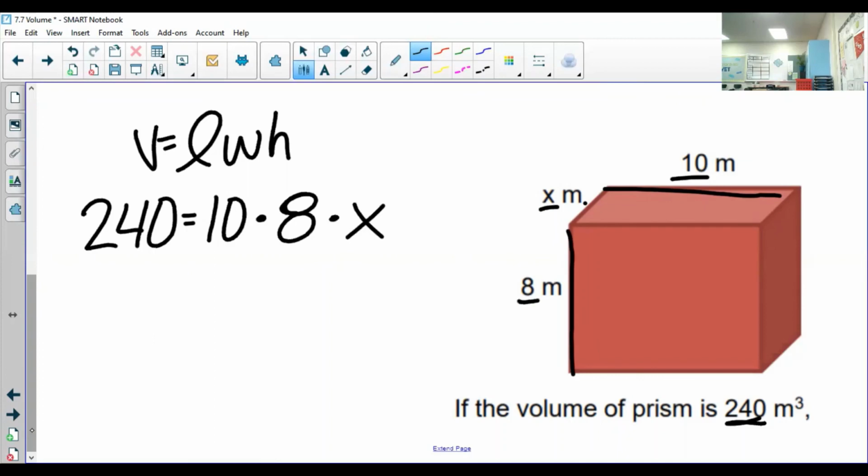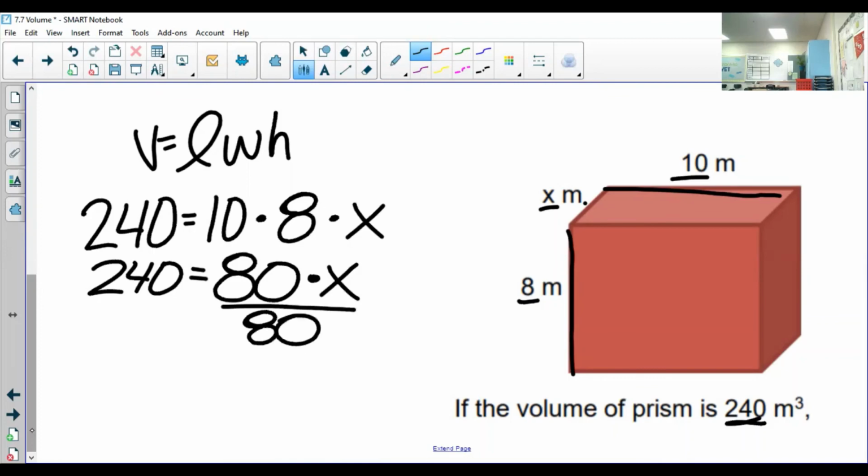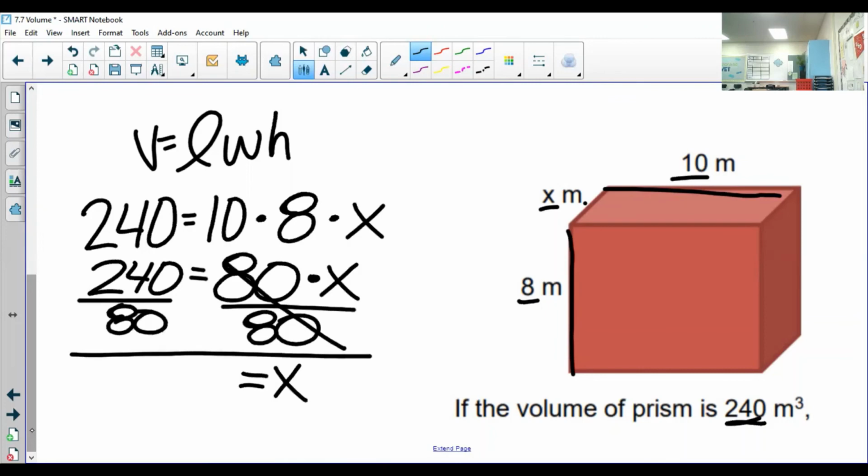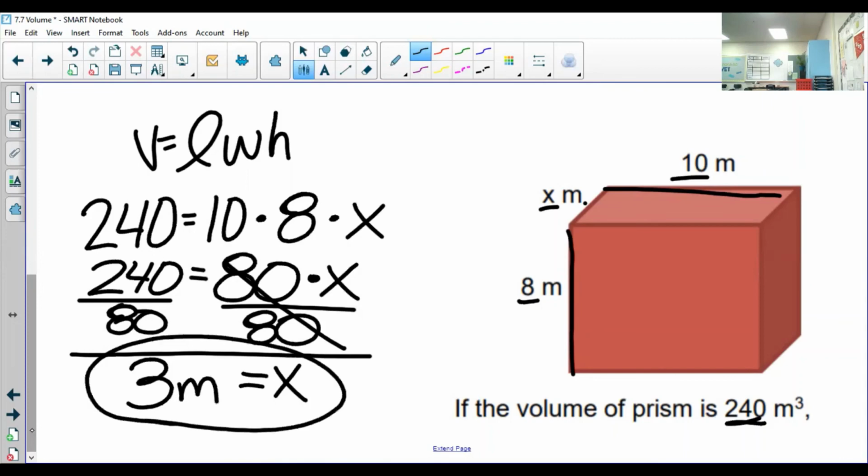And here we go. First thing we're going to do is 10 times 8, which is 80. Bring down everything else. Okay, and then what's the opposite of a times by 80? Divide by 80 on both sides. So when I do that, these 80s cancel, and my missing dimension is going to be 3 meters, right? And then if you plug that in, you would have everything that you need to know. You'll get the right answer, and you're good to go.